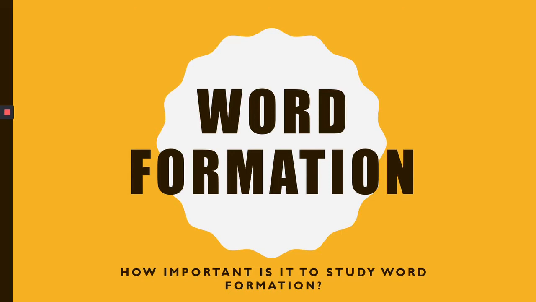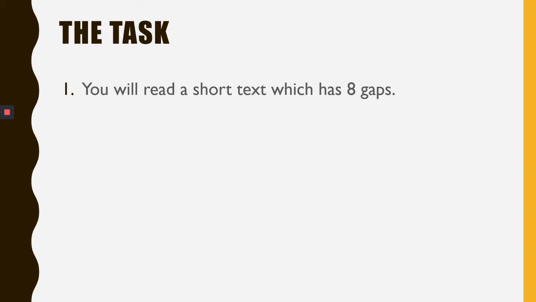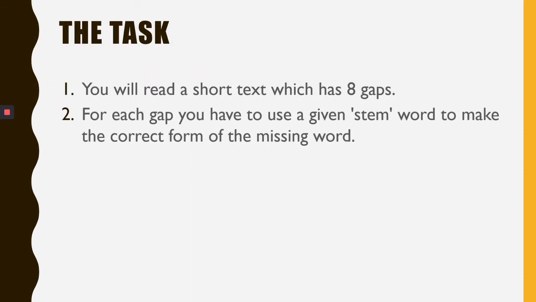So let's first talk about the task. I will mention some of the things you will find. The first thing is a text. This text lacks some words, specifically 8 words. So you have to fill in the blanks with 8 words, but what kind of words? For each gap, you have to use a given stem word to make the correct form of the missing word. So what is that stem word? I will tell you.